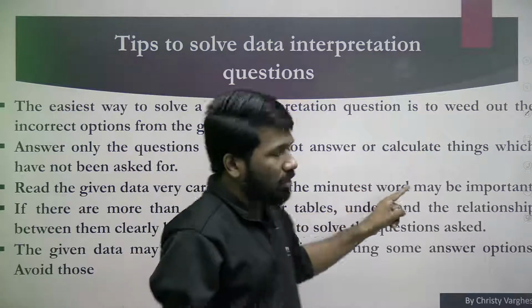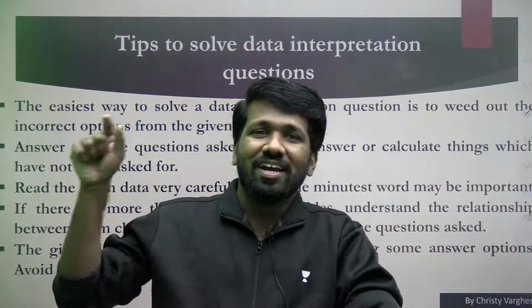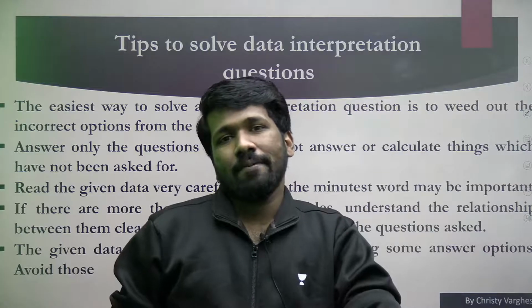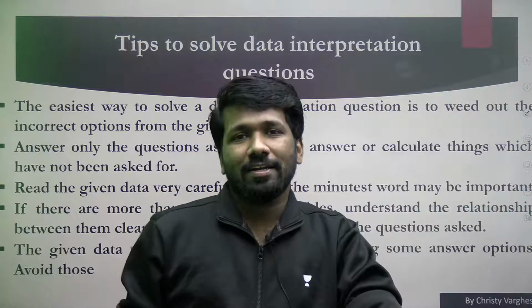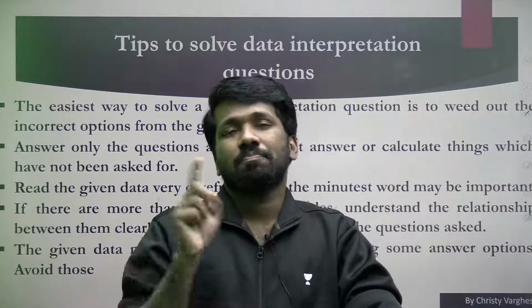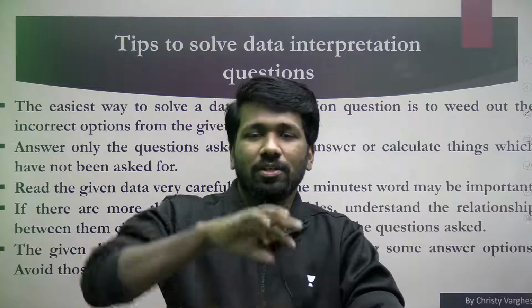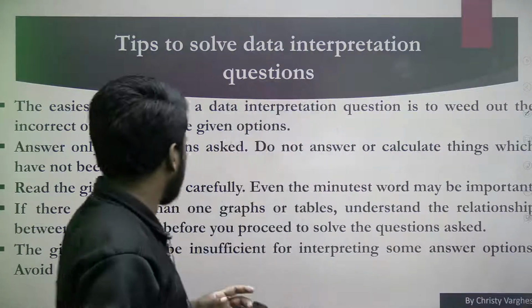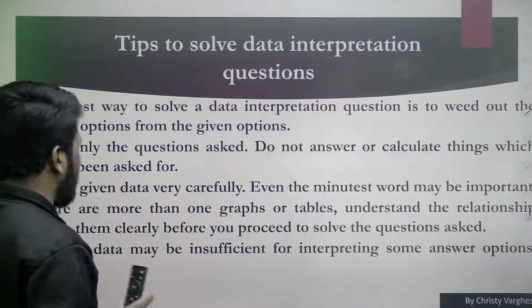Even the minutest word may be important. In the previous two questions, if you read liter per kilometer instead of kilometer per liter, definitely you will get a wrong answer. And in rice production, 1 lakh liters of water consumption versus kilogram of rice per 1 lakh liters, if you get these two confused, you will definitely get a wrong answer. So the minutest word will also be important.